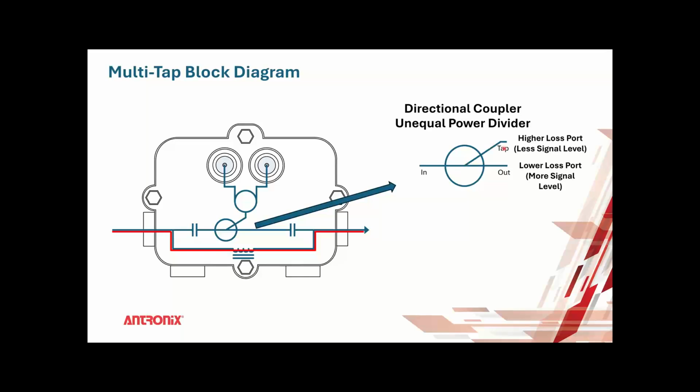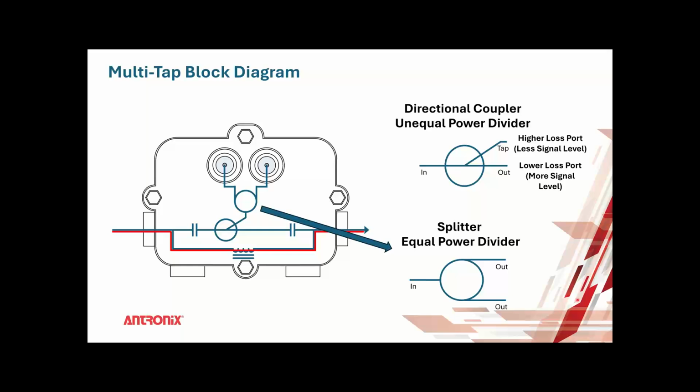So this is configurable based on the design, and that determines the dB value of the tap. And after this directional coupler, as you can see in the block diagram, this is a splitter. So that signal is split to the 2 ports. This is a 2-port tap with F connectors. So this is an equal power divider. It comes in and splits out equally, so each of the F ports has the same signal level, signal power going out of the F ports.